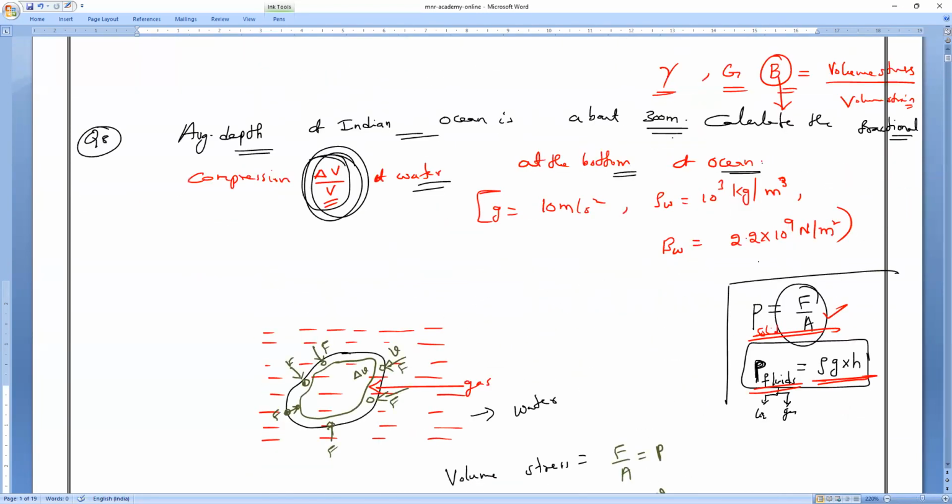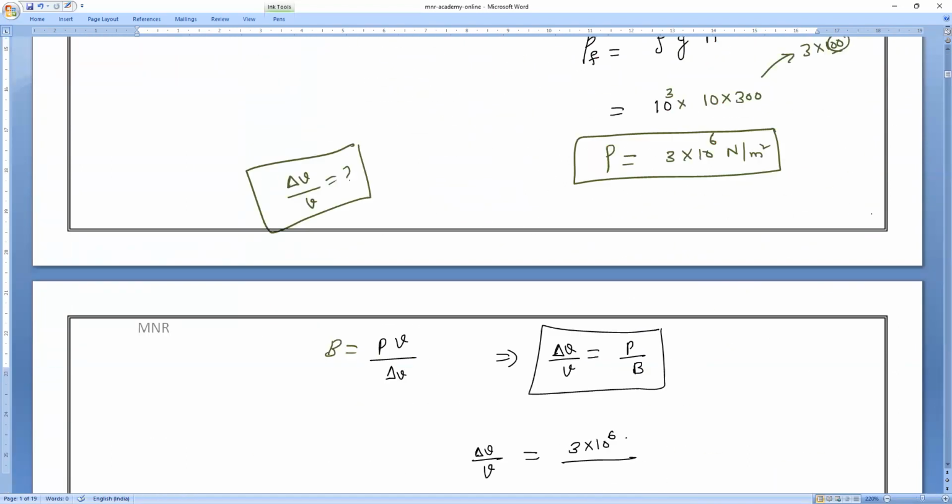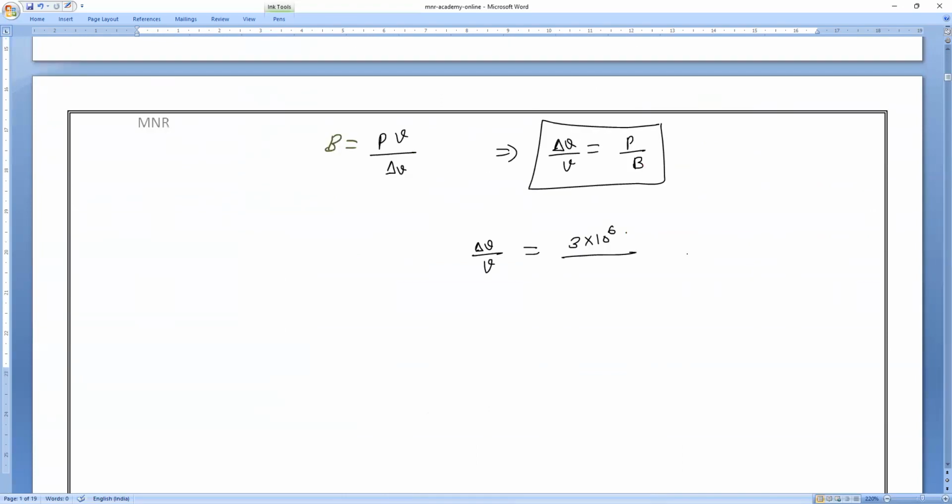Given the question, what is the bulk modulus? It is 2.2 into 10 power 9. At least that value you have to tell me, correct? So 2.2 into 10 power 9. What else is remaining? 10 power 6 and 10 power 9 get cancelled, 10 power 3 remaining.